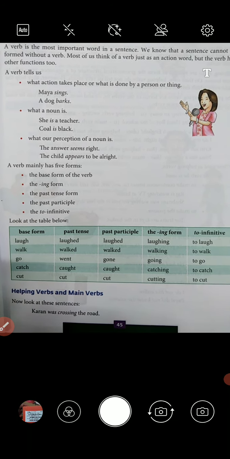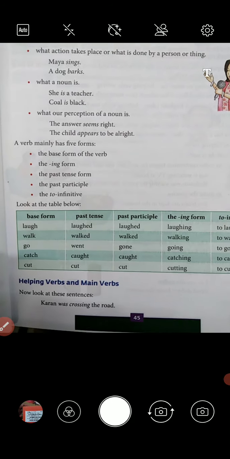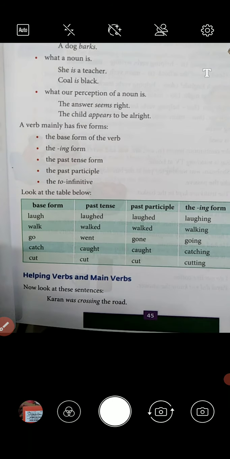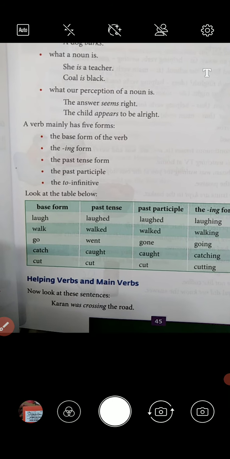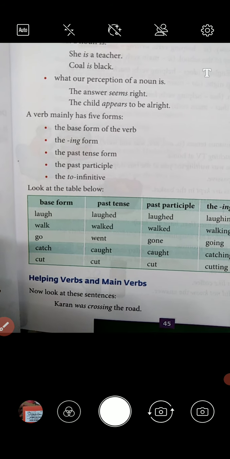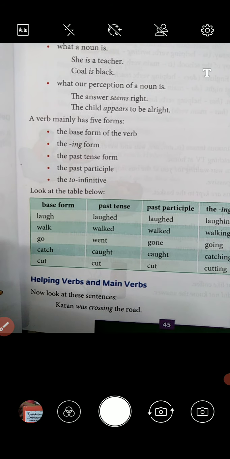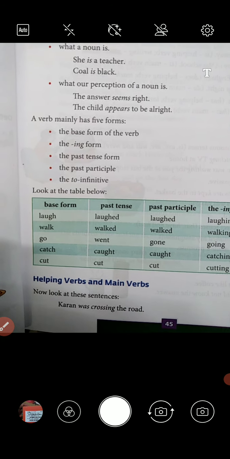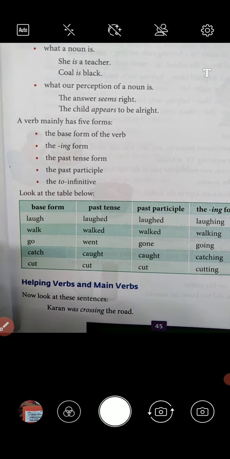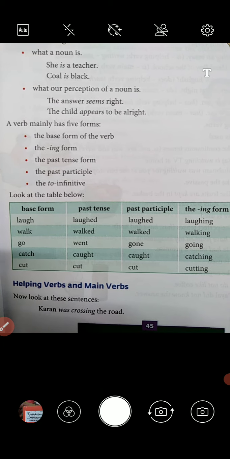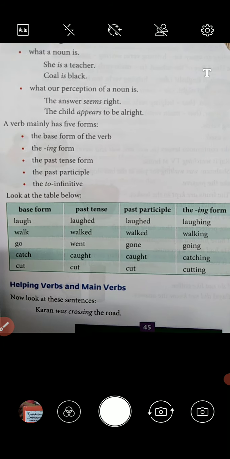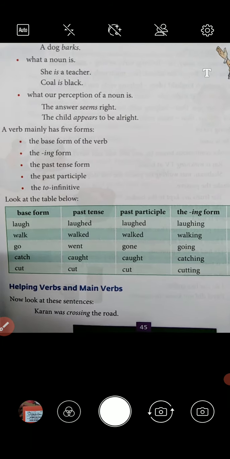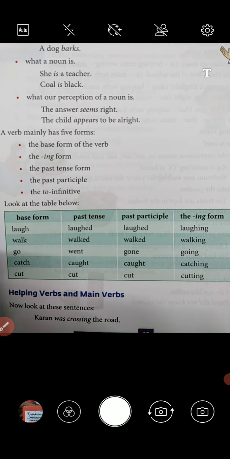Now let us look into the base form of the verb. Now the first word is laugh. Laugh means hasavu. Now the past tense of laugh is laughed. That means what already happened in the past. He laughed yesterday.